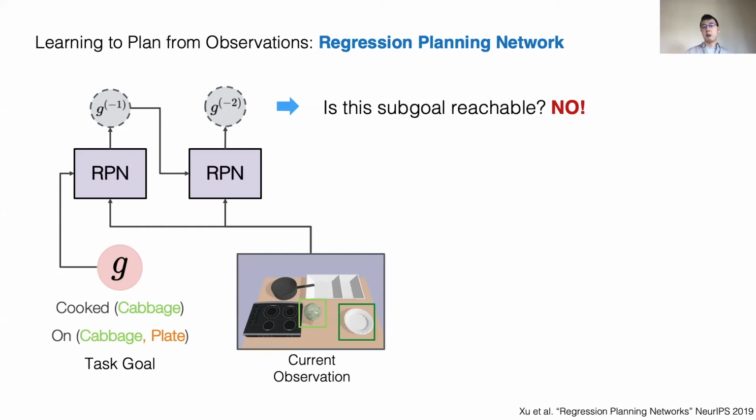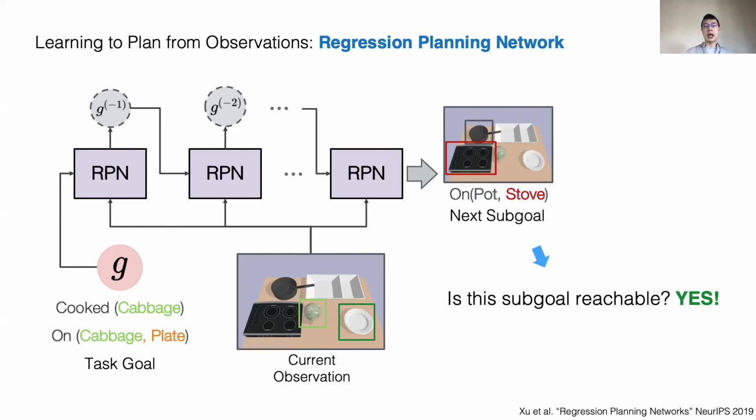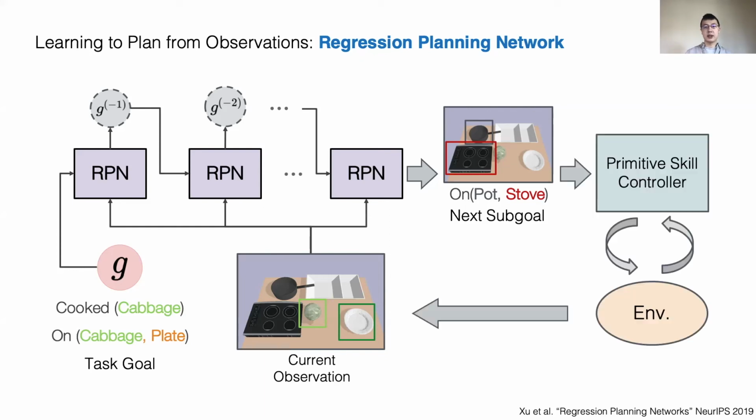So in the next step, we feed the predicted goal from the previous step to the model again. The reachability network still says no. So that means this sub-goal is still out of reach from the current state by a single primitive call. And the process goes on and on until we reach a sub-goal that can be reached. Here, the reachability network says yes. So we stop planning here and execute the corresponding primitive skill controller. This controller tries to reach the sub-goal from the current state. And after the skill execution is done, we can repeat the regression planning process again.